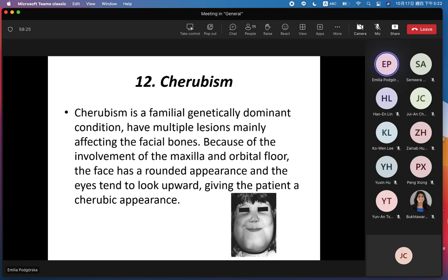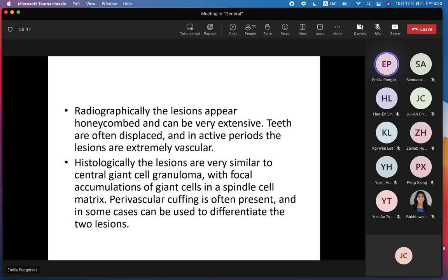And cherubism. Cherubism is a familial genetically dominant condition, with multiple lesions mainly affecting the facial bones. Because of the involvement of the maxilla and orbital floor, the face has a rounded appearance and the eyes tend to look upward, giving the patient a cherubic appearance. Radiographically, the lesions appear honeycombed and can be very extensive. Teeth are often displaced, and in active periods, the lesions are extremely vascular.